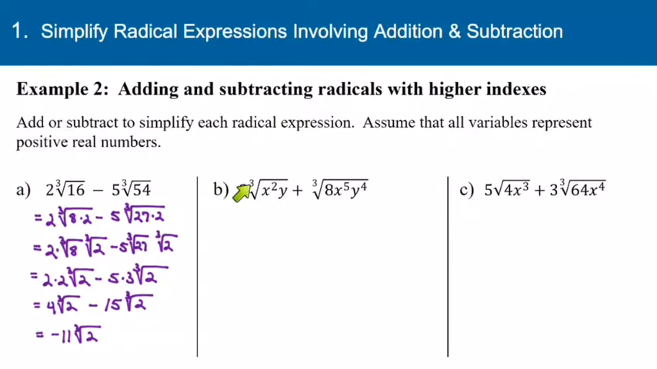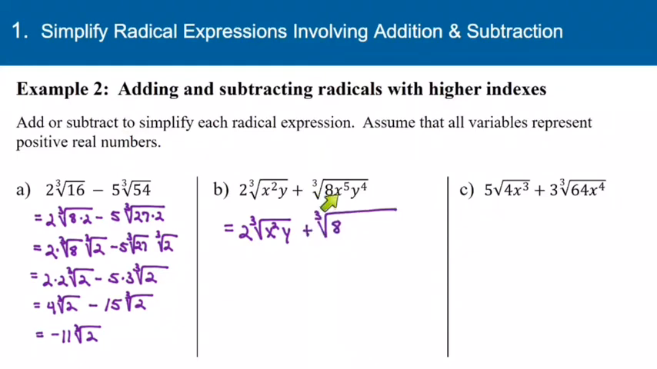So looking at this first radical, we have the cube root of x squared y. In order to simplify this, we would need a third power under the radical, but we do not have that. We have x to the second power and y to the first power. So this first radical cannot be simplified at all. The second radical has the third power of 2. 8 is the third power of 2.